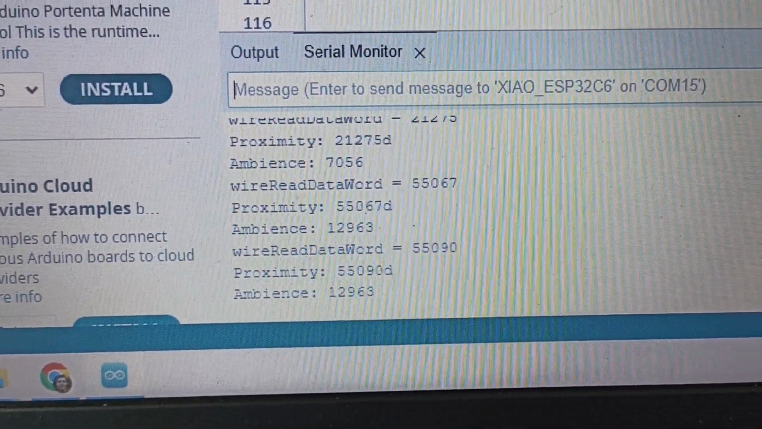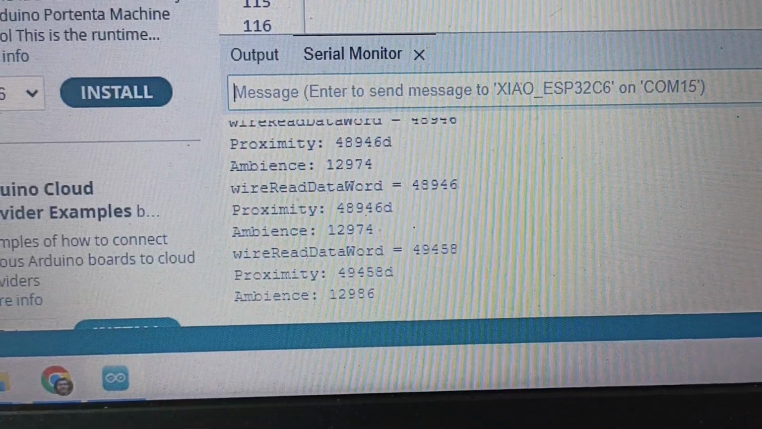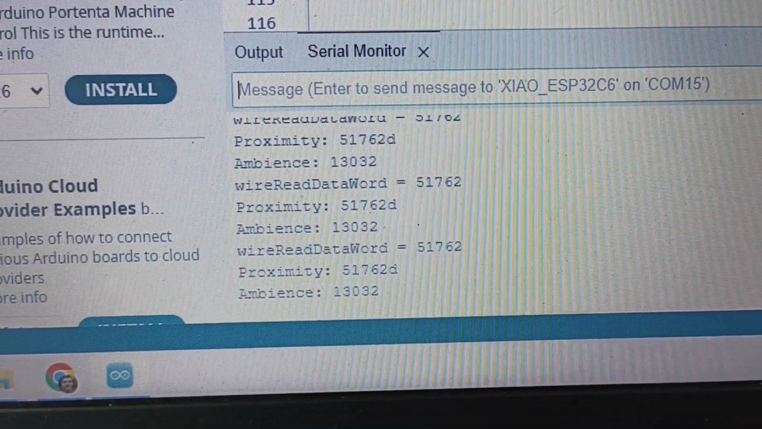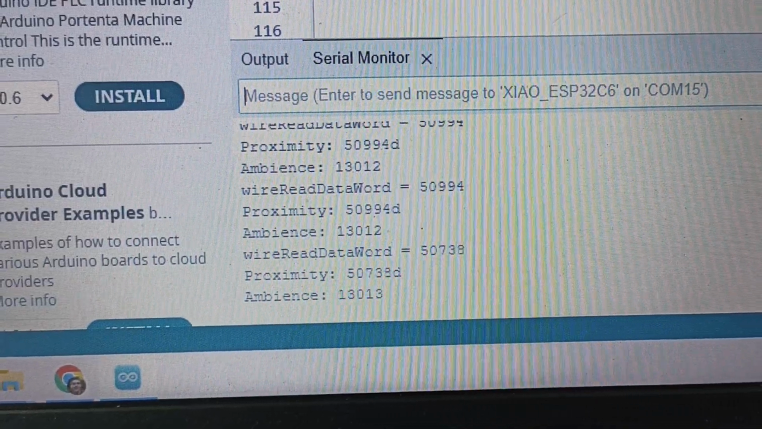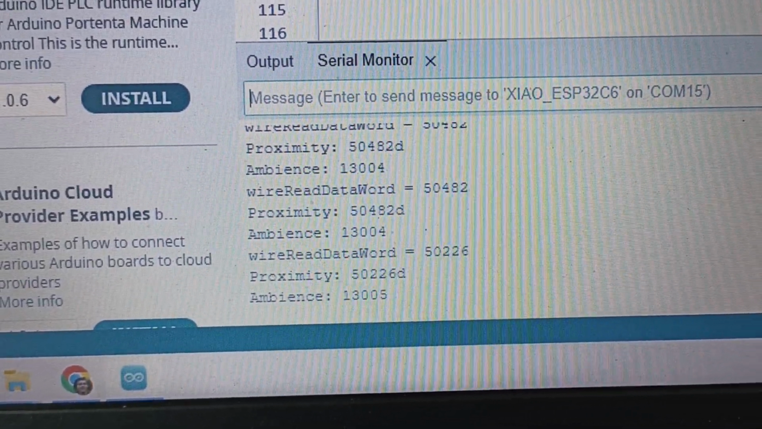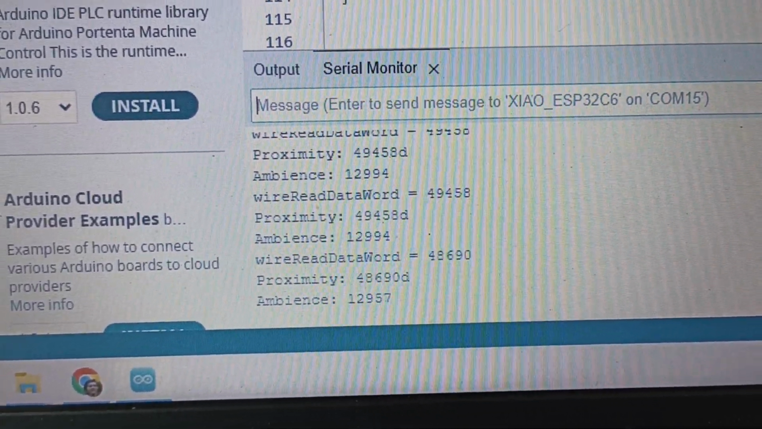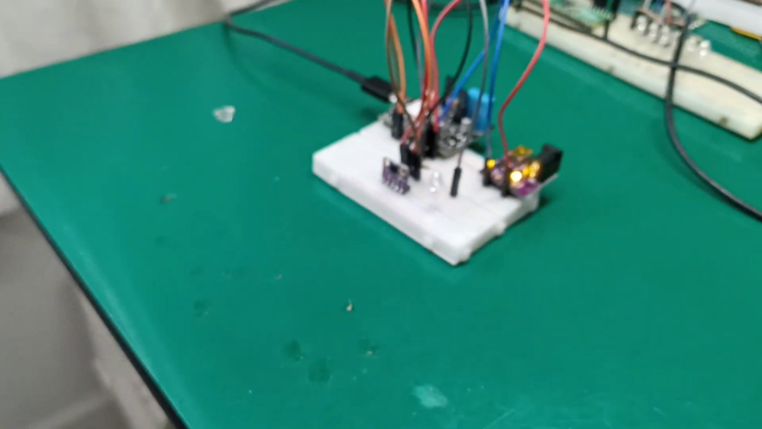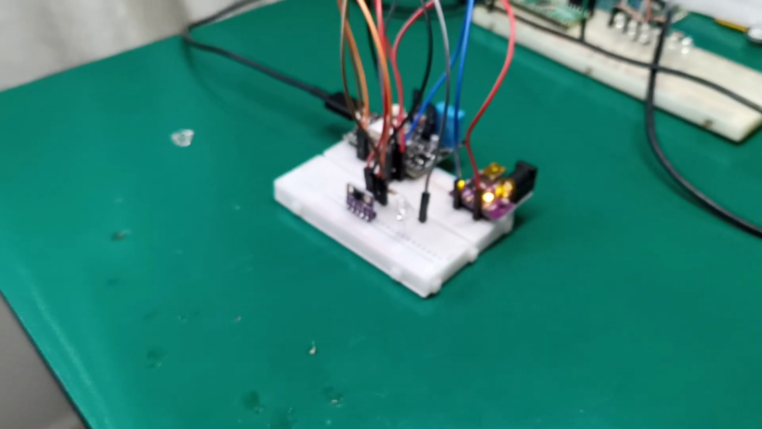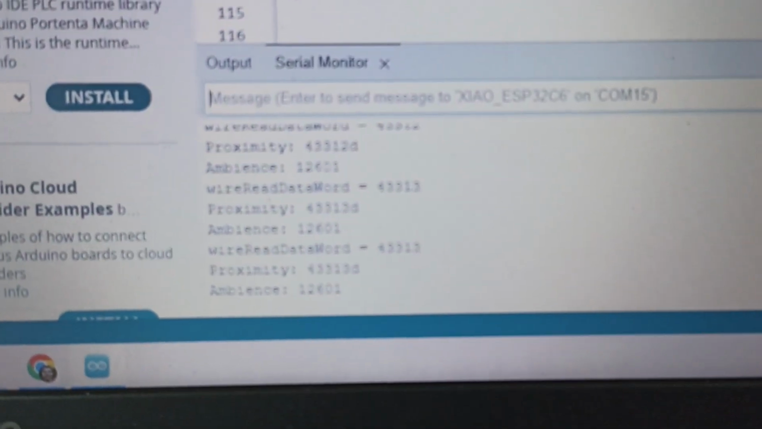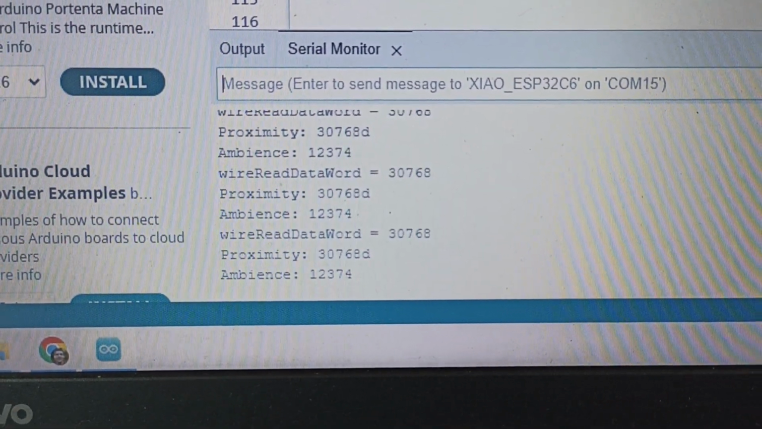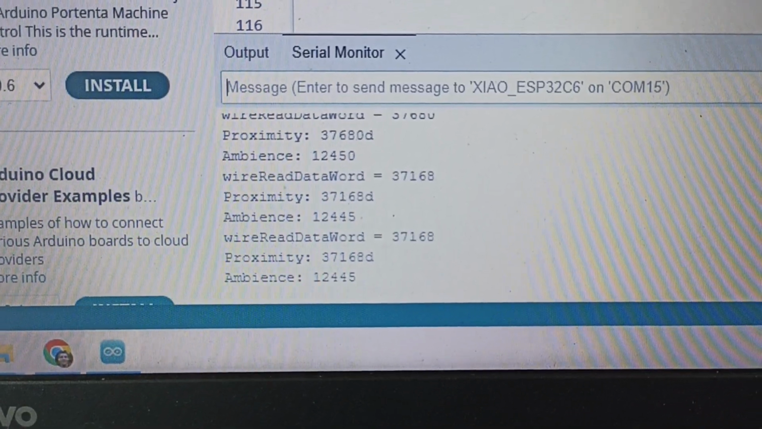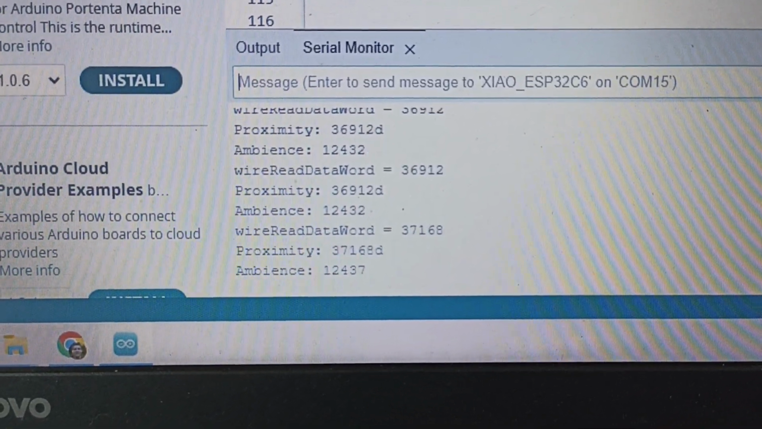The proximity sensor, on the other hand, I want you to look at the wire read data word. This is 51,000, 50,000 right now. There's no hand, there's nothing in front of the sensor right now, as it is. Okay. There's nothing in front of the sensor. The value is 34, 43, 46, and this is the problem. This library does not work properly for presence detection.